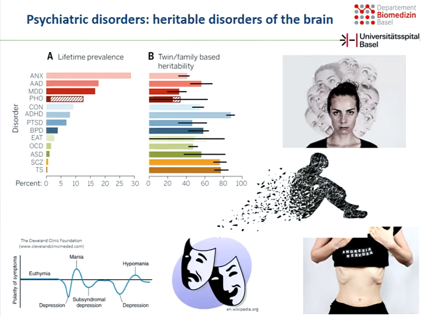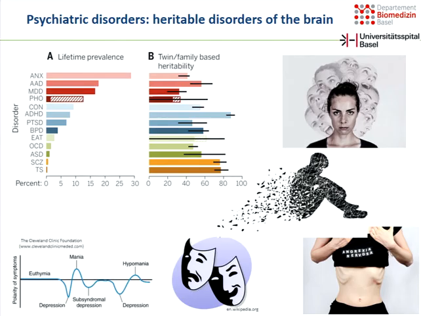So this is an overview of psychiatric disorders. They are heritable disorders of the brain, and they are very common in the population. Here is the lifetime prevalence for, I think, 13 different neuropsychiatric disorders. This is anxiety, so the abbreviations, you can see them. I will give you the reference for that picture on another slide. This is anxiety disorders, alcoholism, major depression, ADHD, bipolar disorder, schizophrenia, Tourette syndrome.